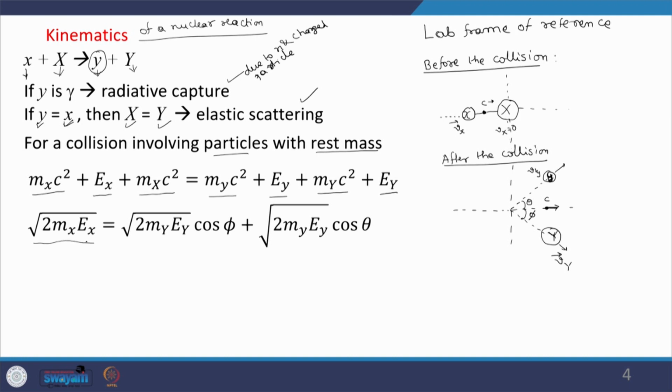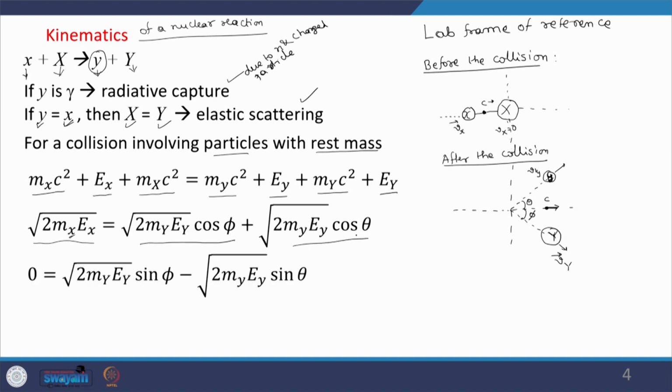So, you have the momentum of the incident beam, which is designated with small x, and when we consider two components, parallel component and perpendicular component, you have cos phi and cos theta, and the perpendicular component is 0 for the left hand side, and after the collision you have sin phi and sin theta. So, these two present the parallel and perpendicular components of the nuclear reactions when we apply the conservation of energy and momentum, all right. So, this is very well known mathematics to all of you.